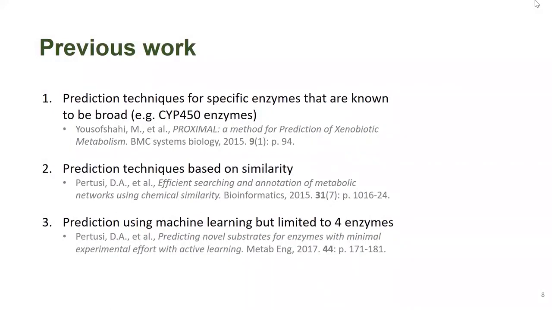There's a lot of work that's been done in this field. I just put here some meaningful examples. The first example, fun fact, is something that my mentor worked on a few years back. The previous work is very varied and it has a lot of shortcomings, the main one of which is that most of it is focused on smaller subsets of enzymes. For example, the tool that my mentor developed, Proximal, is only specific to a subclass of enzymes that is known to be broad, or other machine learning techniques have been used only on limited sets of enzymes due to data availability. So there's no comprehensive characterization of enzyme function.